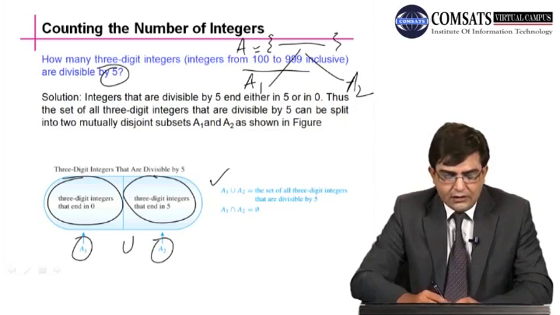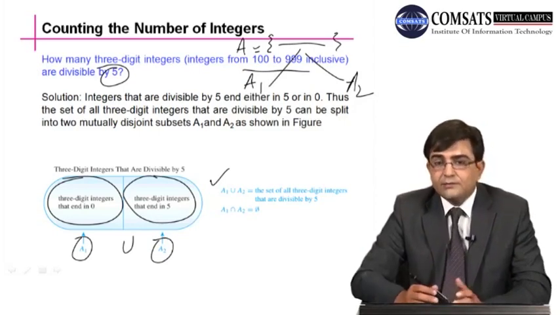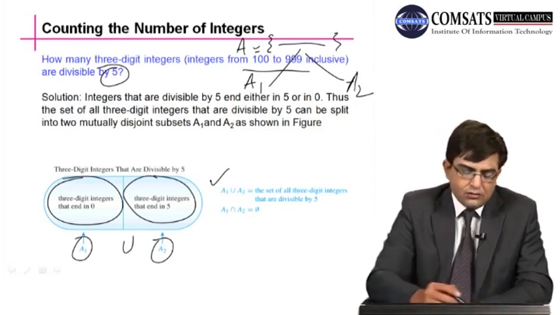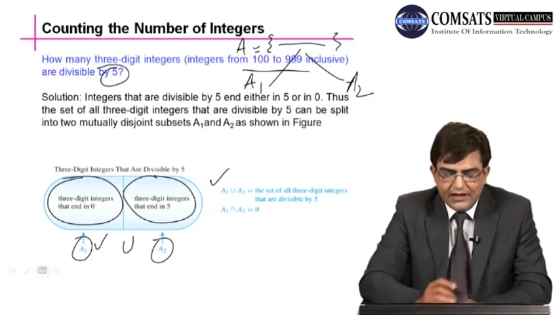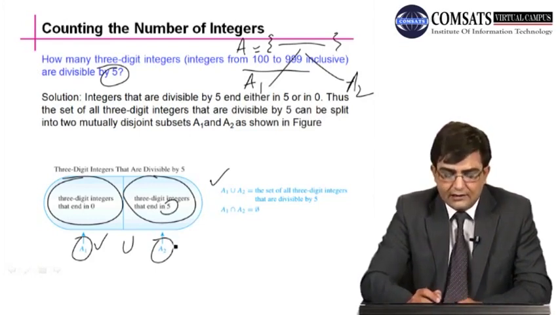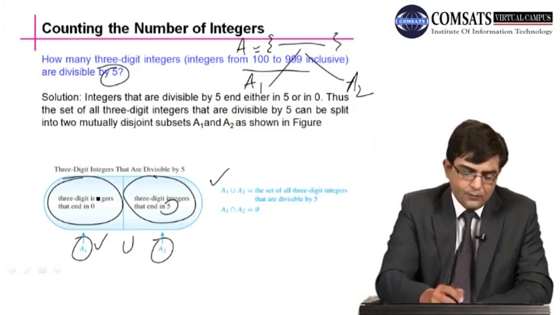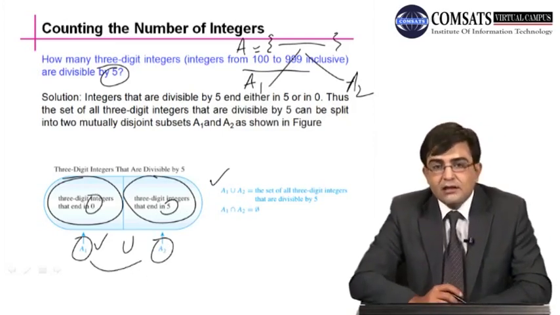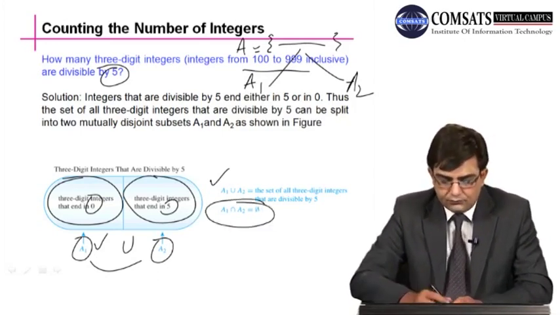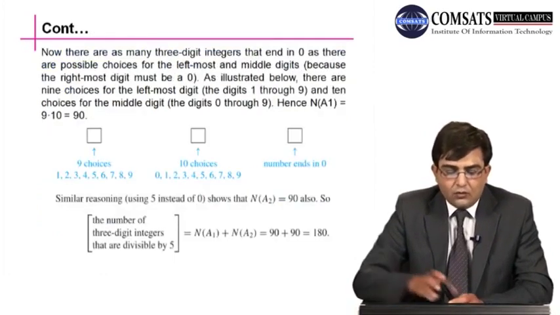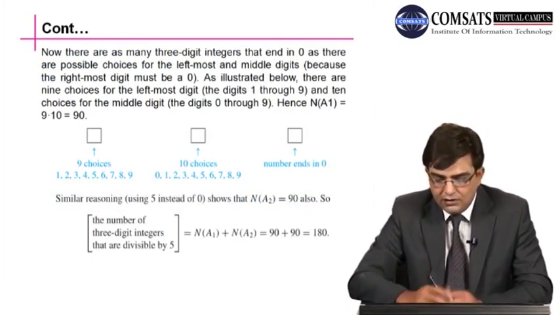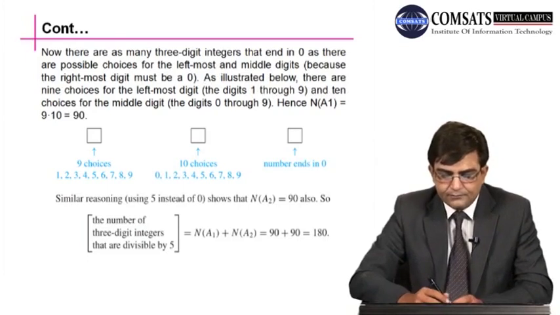All the integers which end with 0 are different from the integers which end with 5. So the set A1 cannot contain any integer which ends with 5, and set A2 cannot contain any integer which ends with 0. Therefore these two sets must be mutually disjoint, that is, their intersection must be empty. Now we have to calculate how many integers the sets A1 and A2 contain.